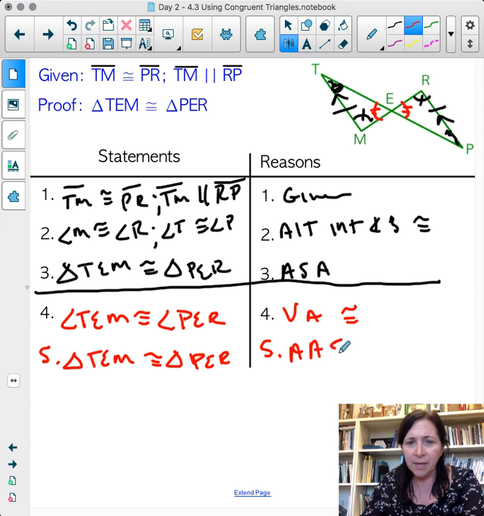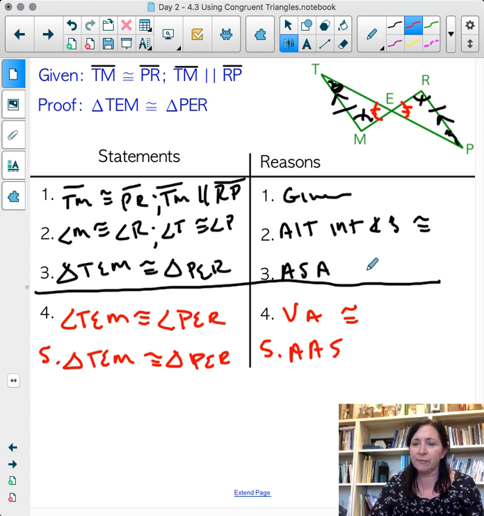So the big picture here is that there's multiple ways of proving two triangles congruent, and that you just have to find the way that works for you.